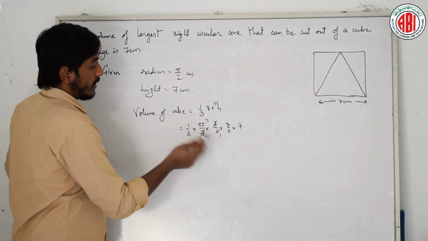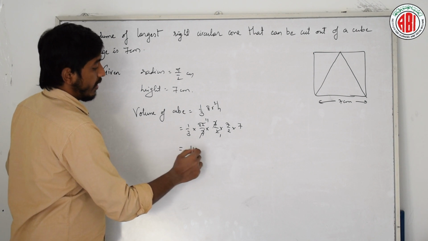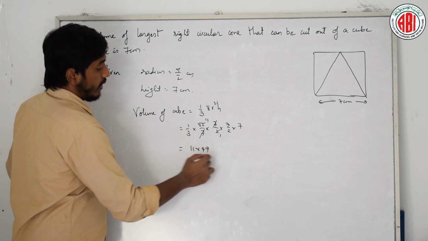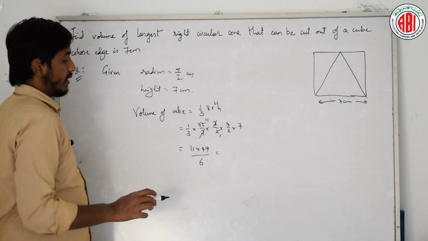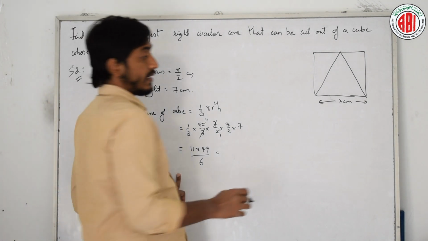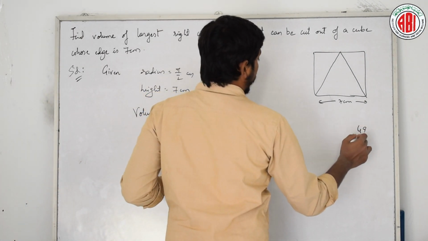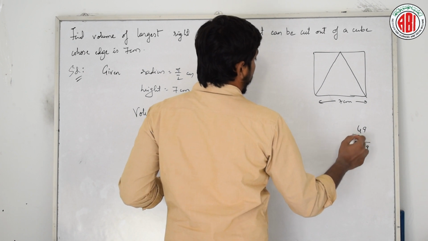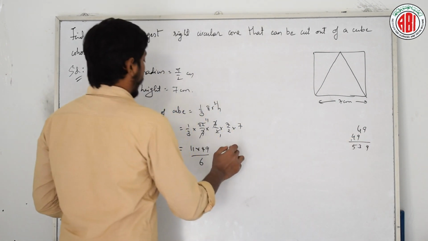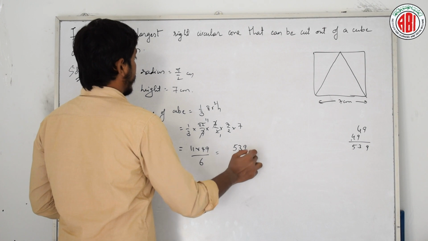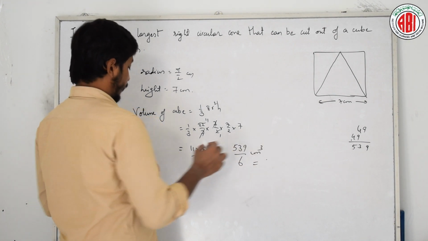Okay. Then still anything to cut? 11 into 49 divided by 6. Just multiply. 49 11s are how much is it? 539 by 6 centimeter cube.